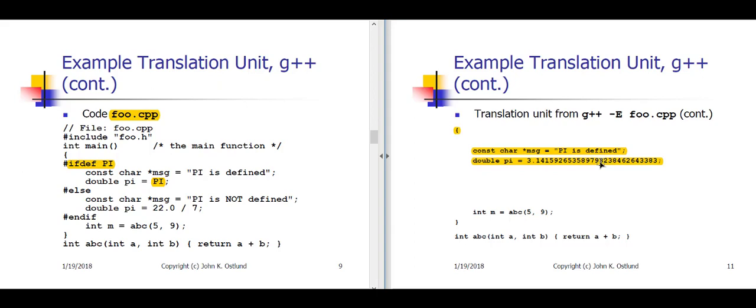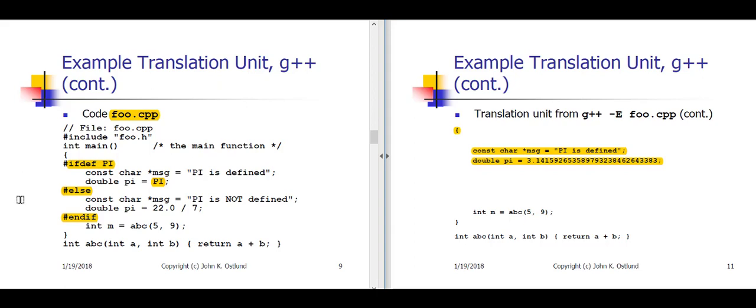Now, following that statement, double pi gets 3.14 and so on, we have an else in the source code. Now the else, up to and including the endif, all 4 of those lines are not passed along to the translation unit because PI was a #define, and consequently only the lines of code between ifdef PI and else were passed along to the translation unit.